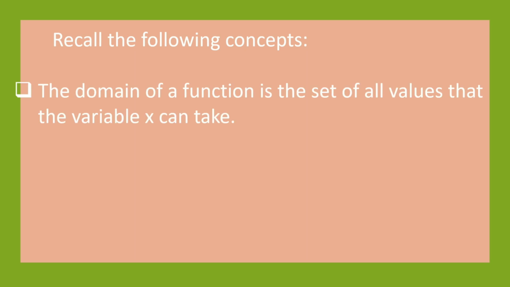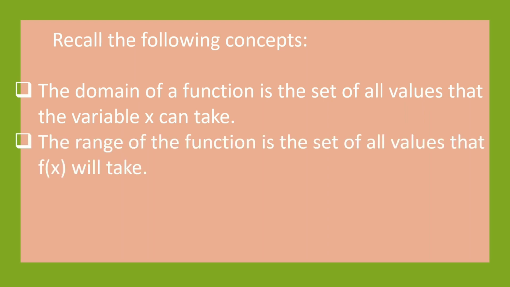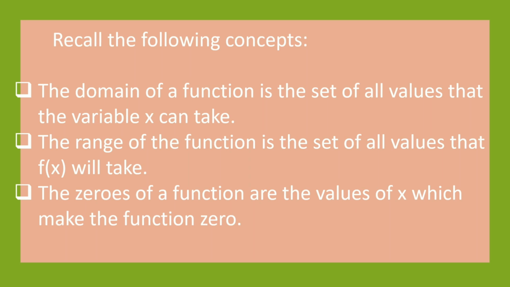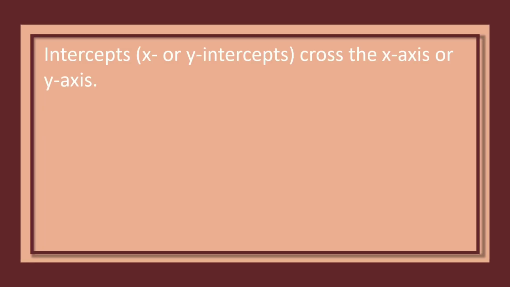How do we graph rational functions? So there are concepts that we need to review because these concepts will help us in graphing rational functions. The domain of a function is the set of all values that the variable x can take. The range of the function is the set of all values that f of x or y will take. The zeros of a function are the values of x which make the function 0. Intercepts. They cross the x-axis or y-axis.